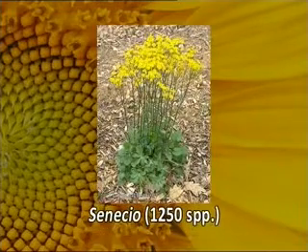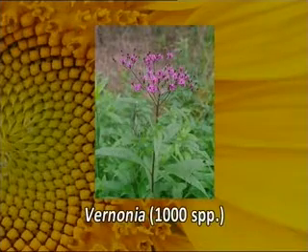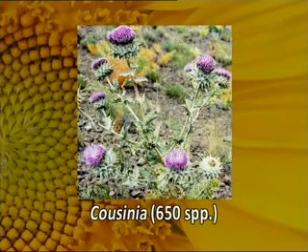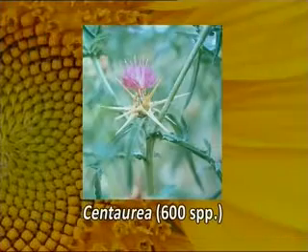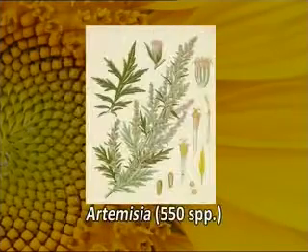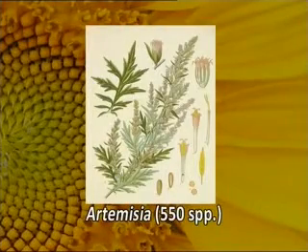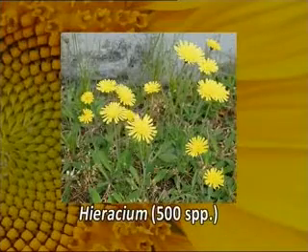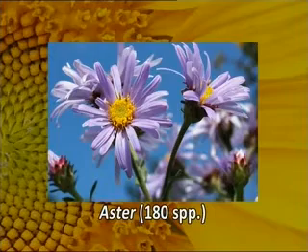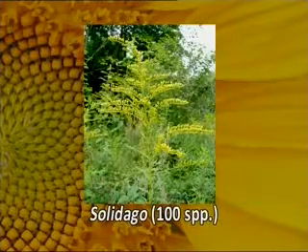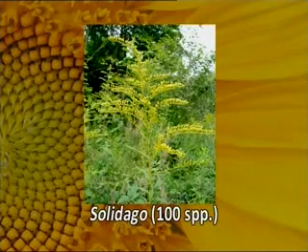Some of the species-rich genera in this family are Senecio with about 1,250 species, Vernonia with nearly 1,000 species, Cousinia 650 species, Eupatorium 600 species, Centaurea 600 species, Artemisia 550 species, Hieracium 500 species, Saussurea 300 species, Aster, the type genus, 180 species, and Solidago 100 species.